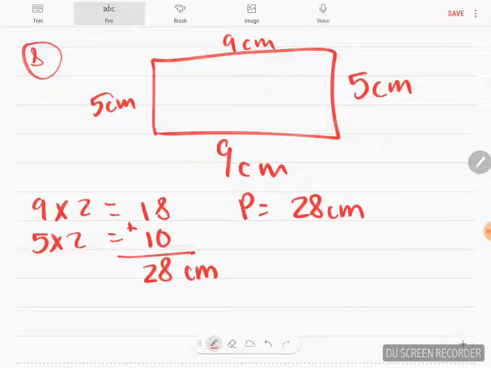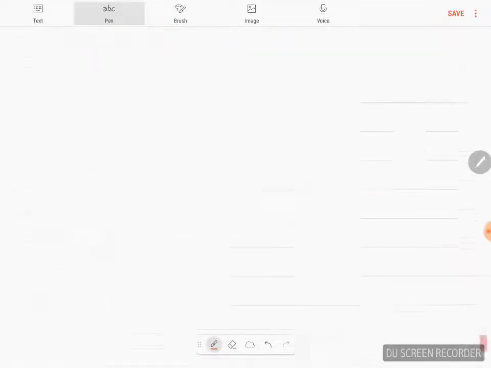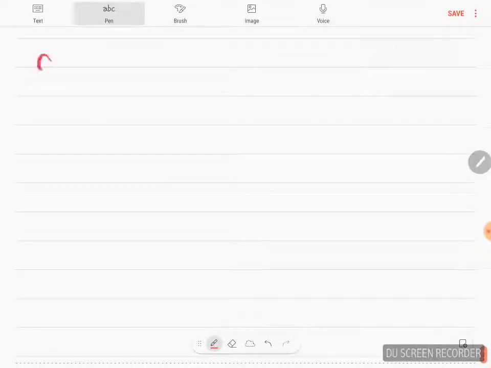So our perimeter equals 28 centimeters. For area, we're just taking area equals length times width. Our length in this problem is 9. Our width is 5. 9 times 5 is 45 centimeters squared. All right, question 9.